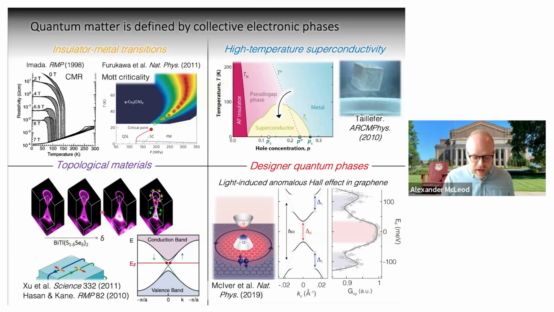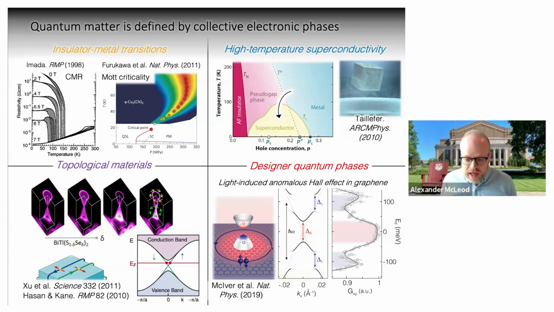And the last example that I'm going to be harping on a lot in the last portion of the presentation is this concept of designer quantum phases. A designer quantum phase is sort of like we take a material and we manipulate it in some way until it has the properties that we want. So one example of that is taking a sheet of graphene, which is a one atom thick hexagonal lattice of carbon atoms, as many of us know.